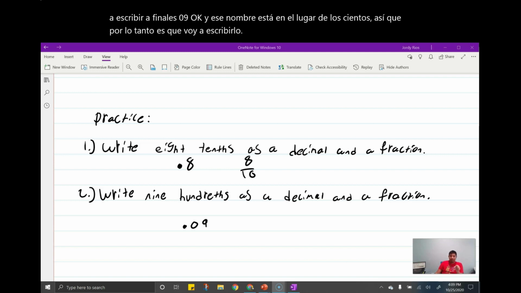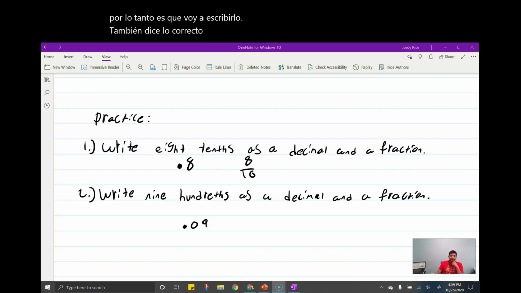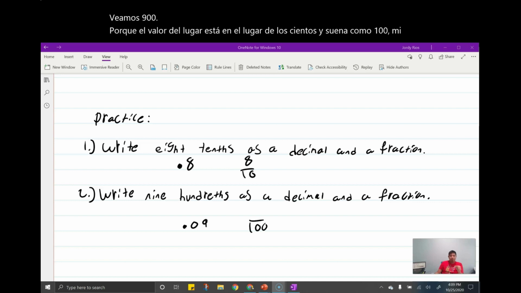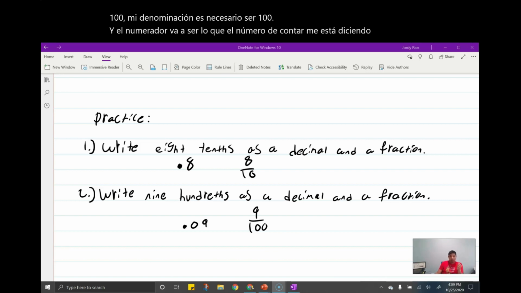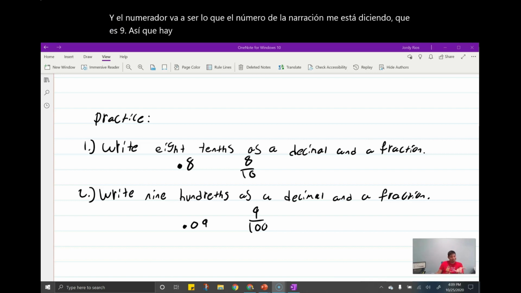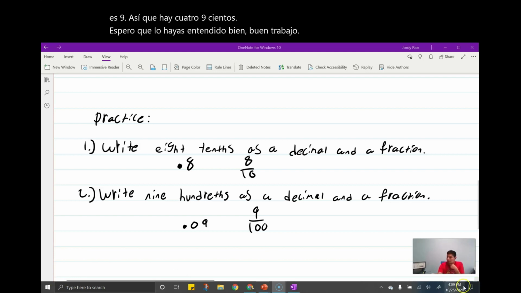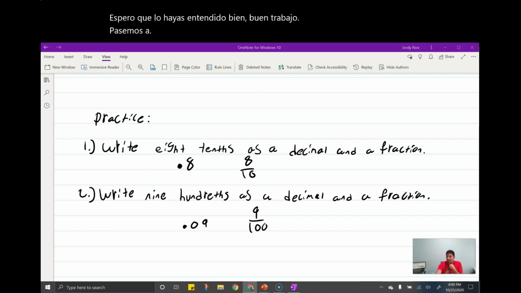It also says write as a fraction, okay? So let's see, 9/100. Because the place value is in the hundredths place, and it sounds like 100, my denominator needs to be 100, and my numerator is going to be what the number is telling me, which is 9. So therefore, 9/100. See? I hope you got it right. Good job. Alright, let's move on to our last practice, okay?